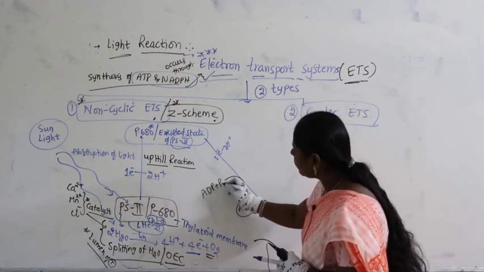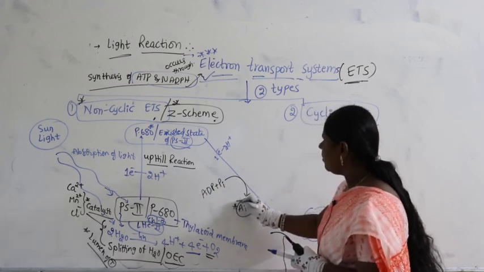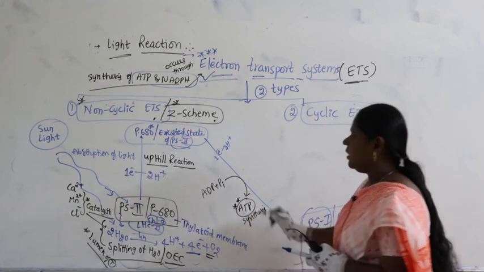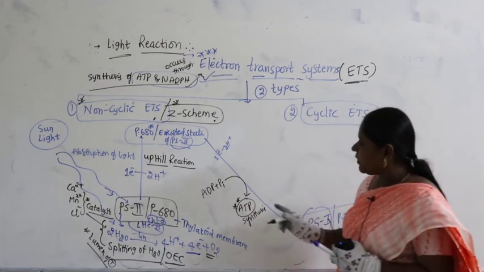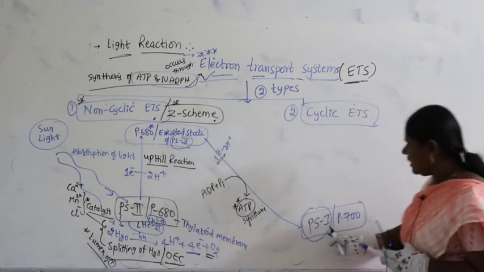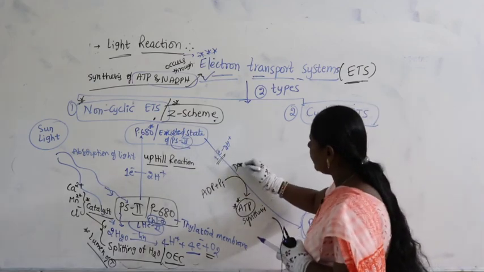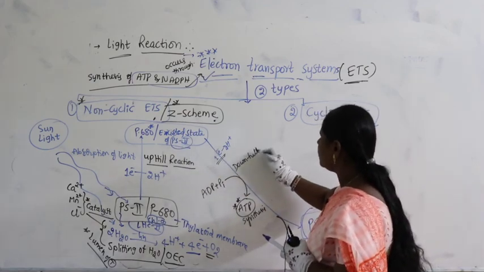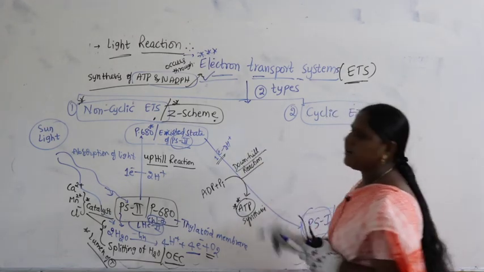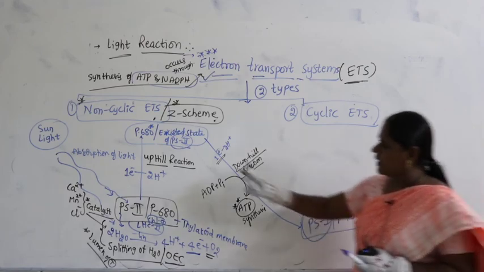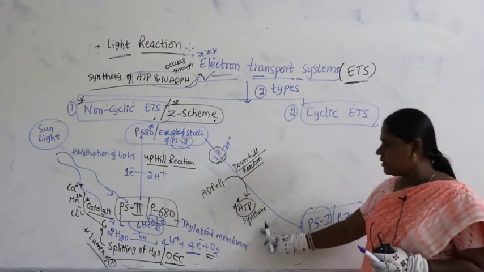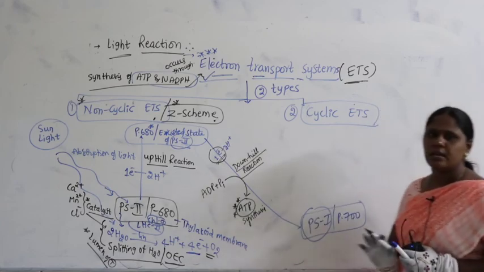ADP plus inorganic phosphate combine to form ATP. Synthesis of ATP happens from where to where? When electrons are moving from PS2 to PS1. That is why this is called a downhill reaction. What is happening when electrons are moving from PS2 to PS1? ATP is synthesized.